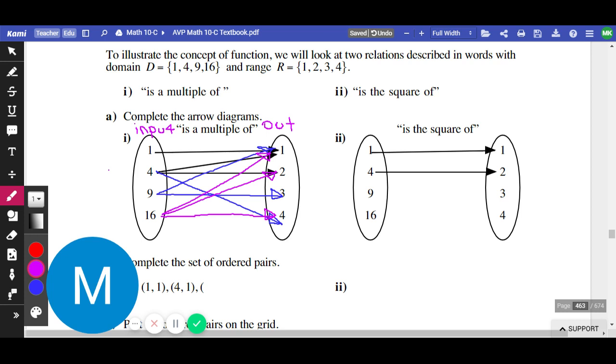Awesome. If you look at number 2, it says is the square of. So, for instance, 1 is the square of 1. So if you did 1 squared, it would equal 1. 4 is the square of 2. 2 squared equals 4. That means 9 is the square of 3. 3 squared would equal 9. 16 is the square of 4. 4 squared is 16. Again, looking at those, because the arrows go from left to right, the input is here, the output is here. Just for definition's sake from the beginning of the unit, in case we forgot that.